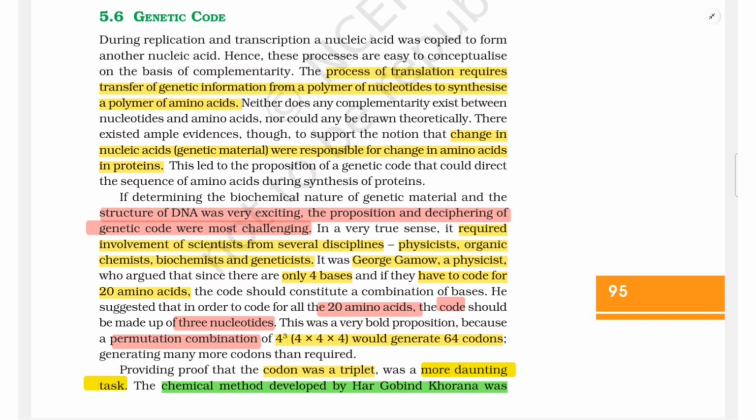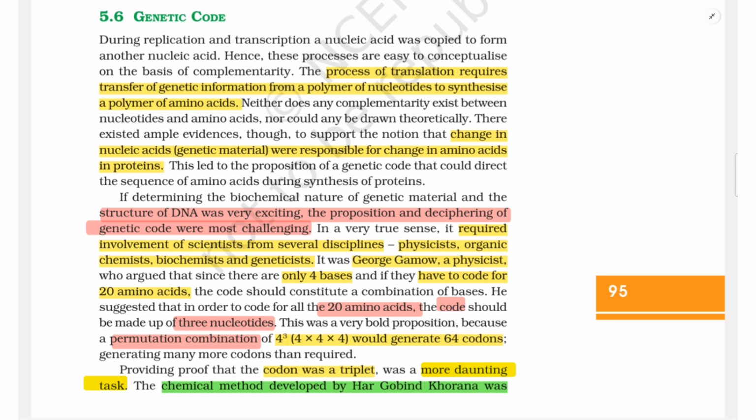The process of translation requires transfer of genetic information from a polymer of nucleotides to synthesize a polymer of amino acids. Neither does any complementarity exist between nucleotides and amino acids, nor could any be drawn theoretically. There existed ample evidences, though, to support the notion that change in nucleic acid genetic material were responsible for change in amino acids in proteins.